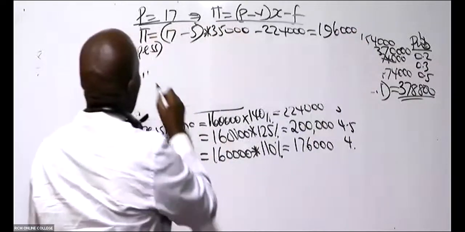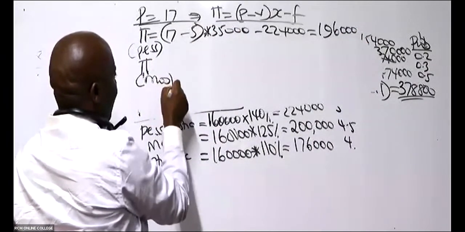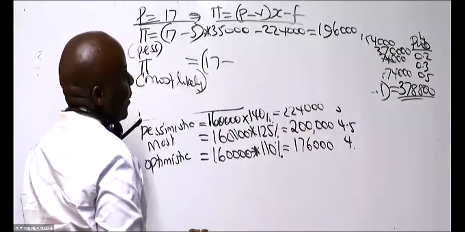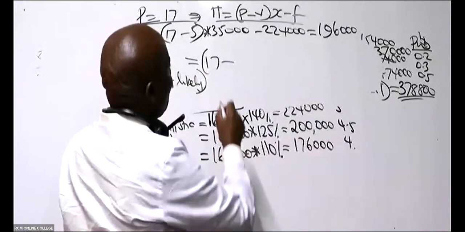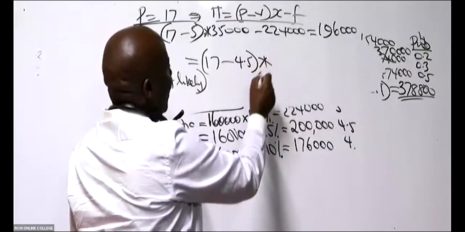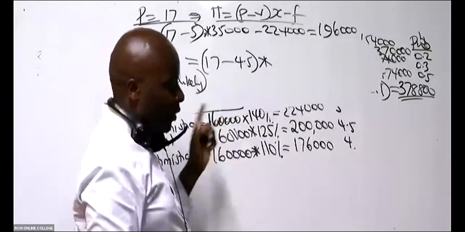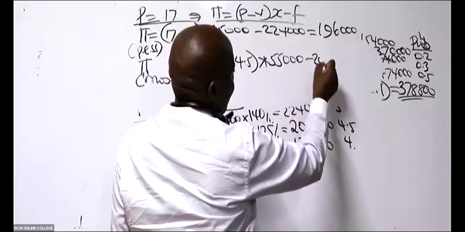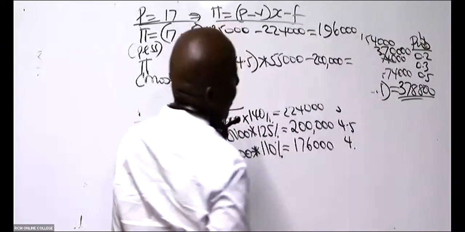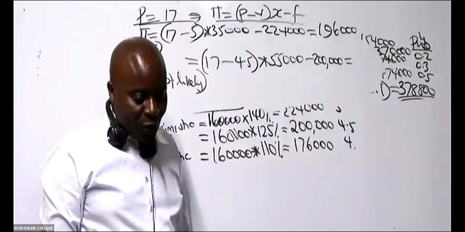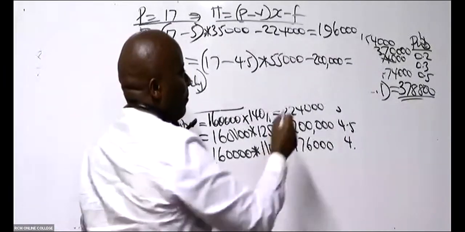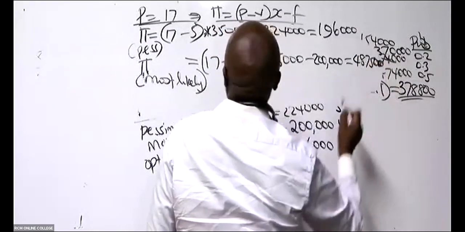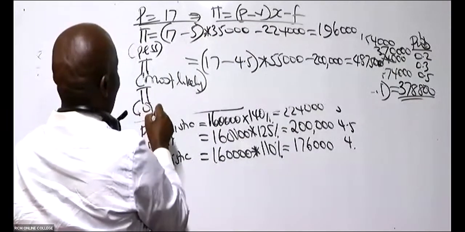And then we go to profit under most likely. Under most likely, we can see the selling price is 17 minus the most likely variable cost, which is 4.5. How about the most likely quantity? 55,000. Do we have the most likely fixed cost? 200,000, isn't it? So please go there, deduct, and give us a figure. 487,500. Then we have here profit optimistic.